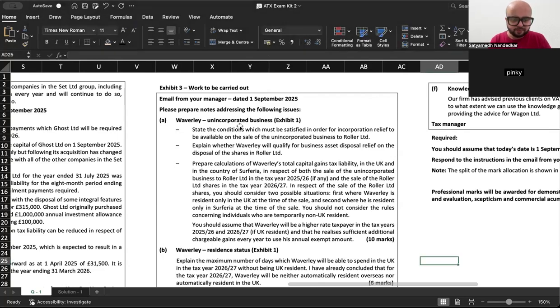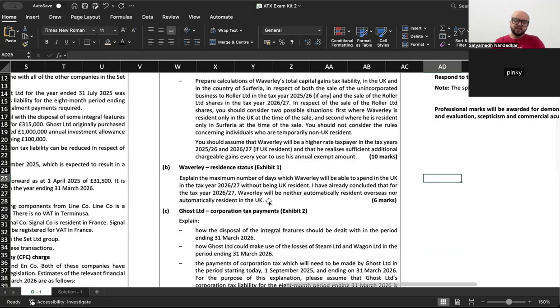What else is given to you? Waverley residence status. Explain the maximum number of days which Waverley will be able to spend in the UK in tax year 26-27 without being UK resident. I have already concluded that for tax year 26-27, Waverley will be neither automatically resident overseas nor automatically resident in the UK. Basically, what I feel looking at this question is that they are somewhere asking you the sufficient ties, because automatic non-resident case, he's not automatically resident abroad, not automatically resident in the UK.